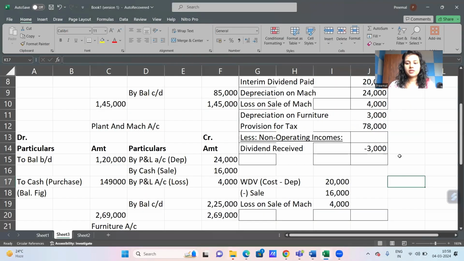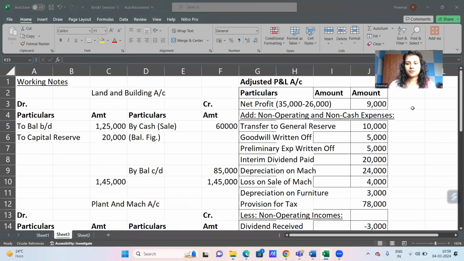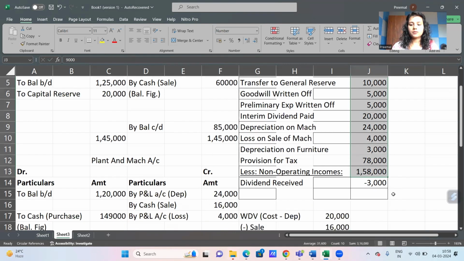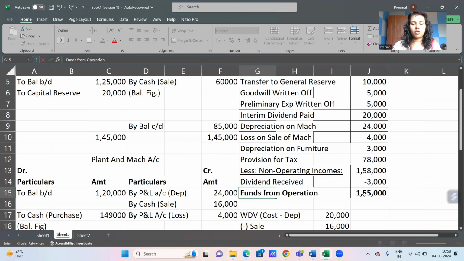Now, all we have to do is solve this further. Let's add all the non-operating expenses to our net profit and find out how much is the total. The total comes up to 1,58,000. From this total, deduct the non-operating income, which will give us a total of 1,55,000, which indicates funds from operation.